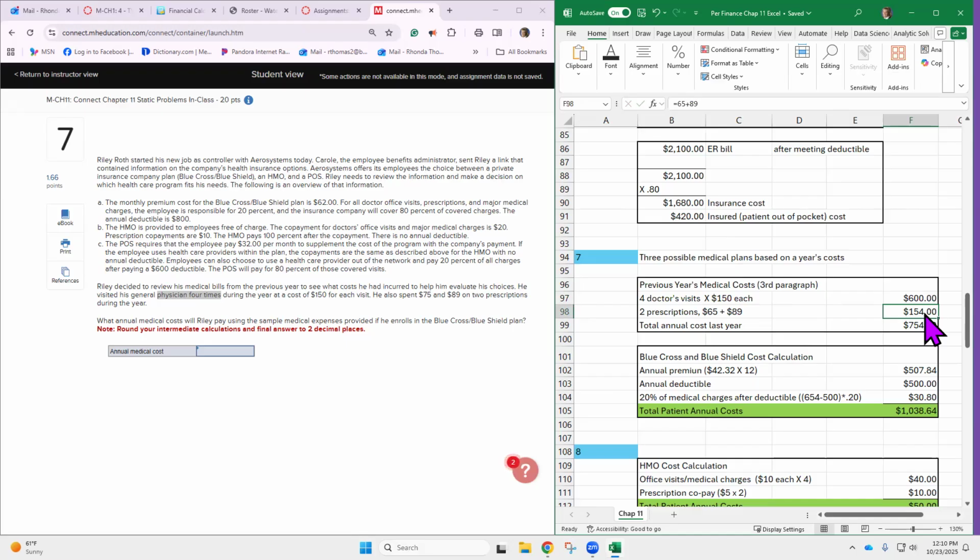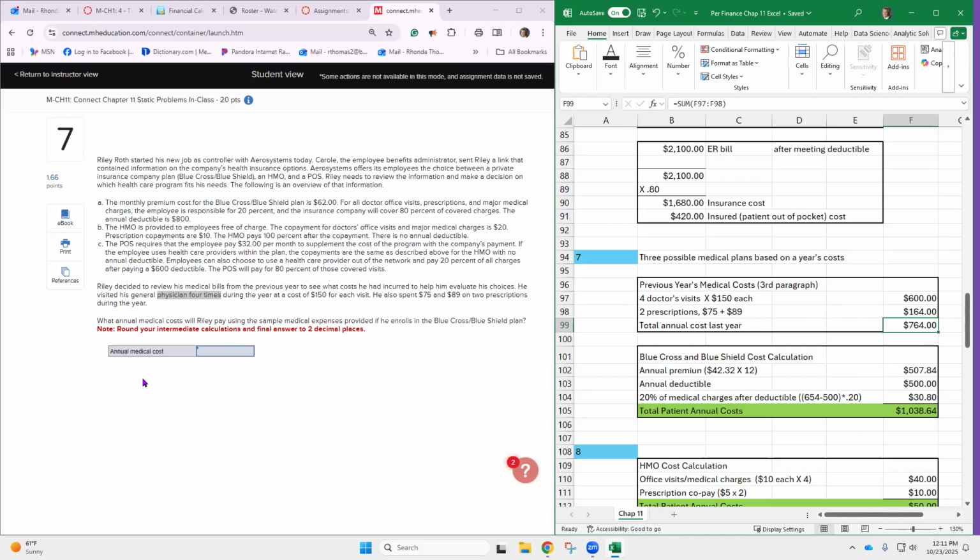He only had 2 prescriptions. My gosh, he's healthy. Okay. He had 2 prescriptions that cost him $75 and $89. We need to know those costs. So 75 plus 89. How much is that? Let me make sure I got it, $164. Here is the total annual cost of last year.